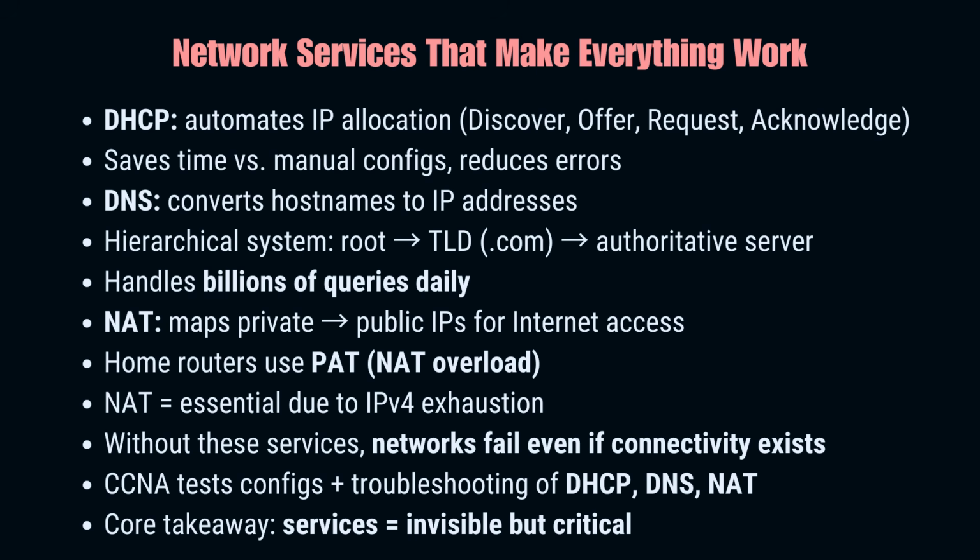NAT, or Network Address Translation, allows private networks to share public IP addresses. Your home router translates internal addresses 192.168.x.x to your ISP service provider's address, tracking connections by port numbers. This conserves IPv4 addresses and provides basic security. These services rarely fail completely, but when they do, networks become unusable despite perfect connectivity.